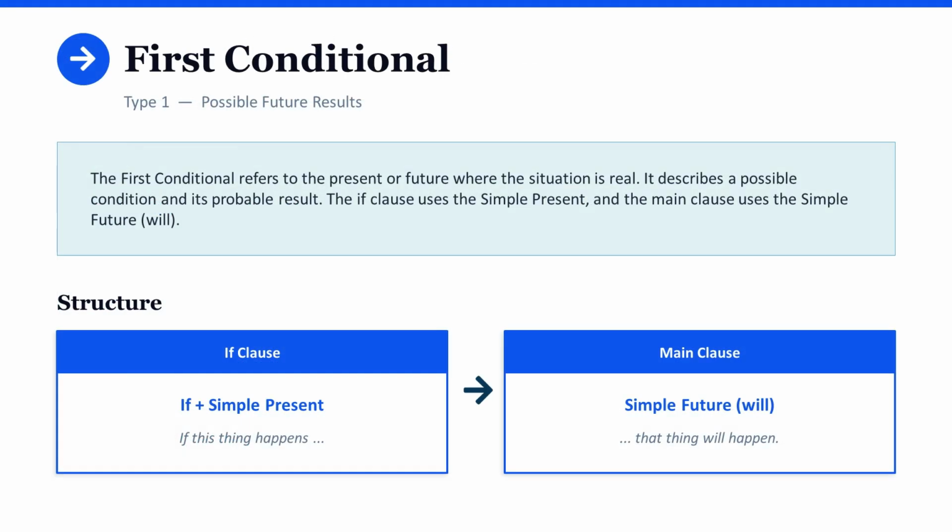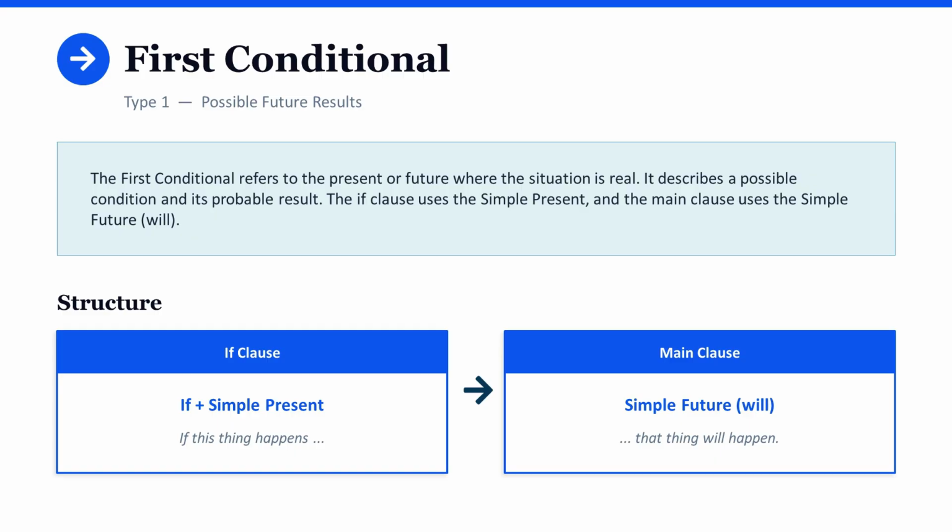Now, let us move on to the first conditional, also known as type 1. The first conditional is used when we are talking about the present or the future, and the situation is real. It describes a possible condition and its probable result. For example, something that might really happen. The structure is as follows.